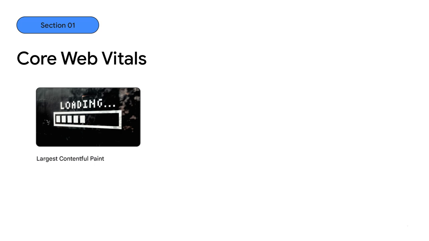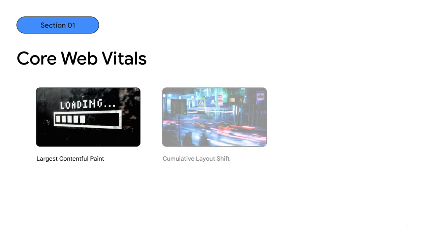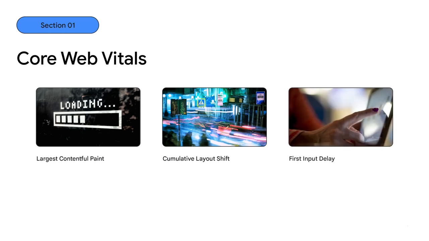There are three Core Web Vitals metrics. Largest Contentful Paint measures how long it takes a web page to load. Cumulative Layout Shift measures how much content unexpectedly shifts around the page. And First Input Delay measures how long it takes for the page to start processing the first user interaction.